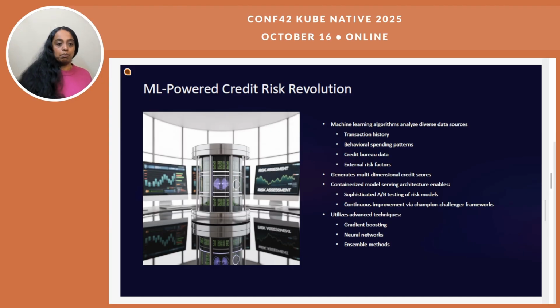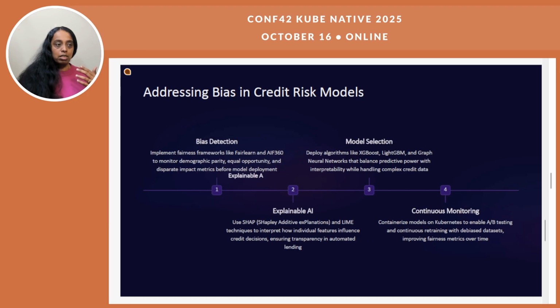default prediction accuracy. Now, one thing to bear in mind when thinking about credit risk evaluation using these technologies is the potential bias in these models.